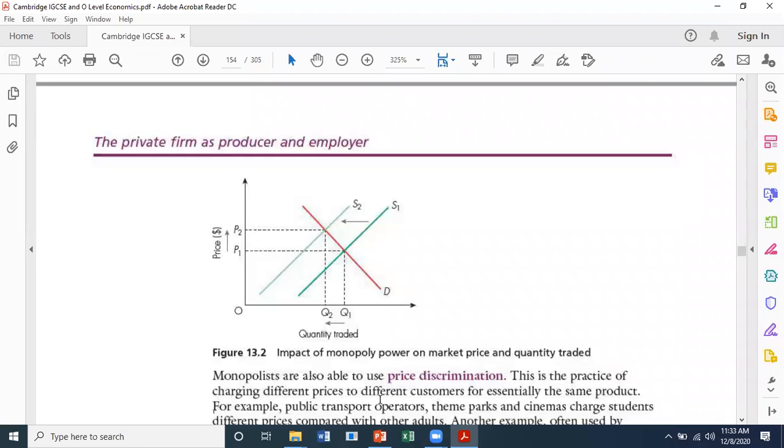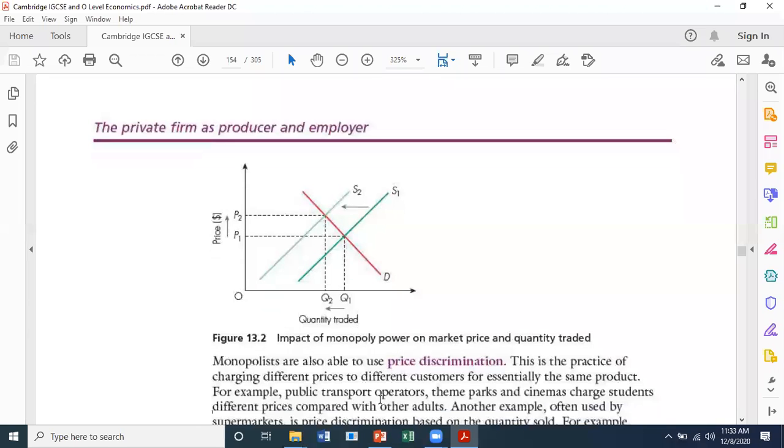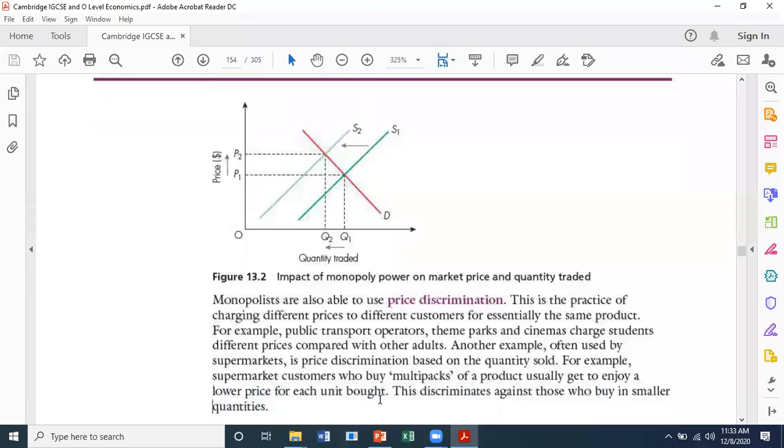Monopolists are also able to use price discrimination. This is the practice of charging different prices to different customers for essentially the same product. For example, public transport operators, theme parks and cinemas charge students different prices compared with other adults. Another example is often used by supermarkets.